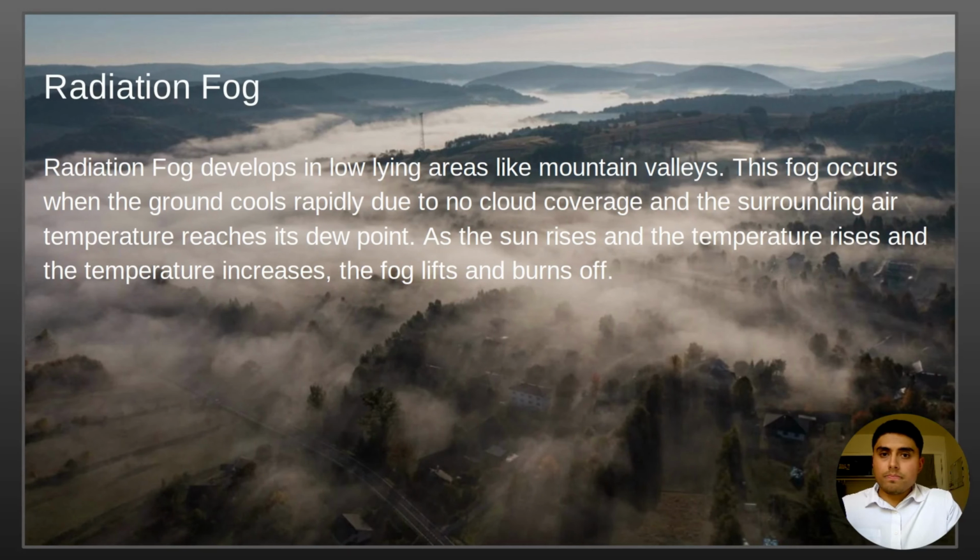Starting with radiation. Radiation fog usually develops in low-level areas such as mountain valleys. This occurs when the ground is rapidly cooled due to little or no cloud coverage and the surrounding air is cooled to its dew point. Typically, when the sun rises and the temperature rises, the radiation fog will tend to burn off by early morning.